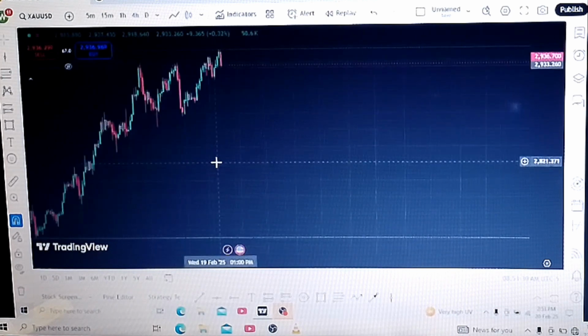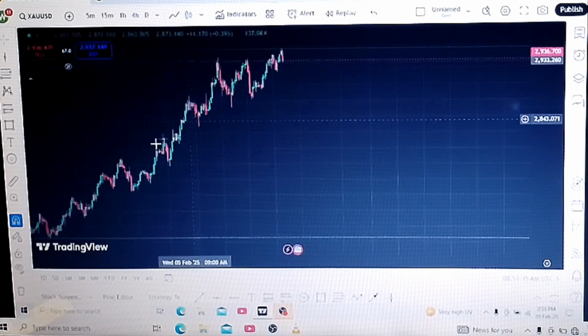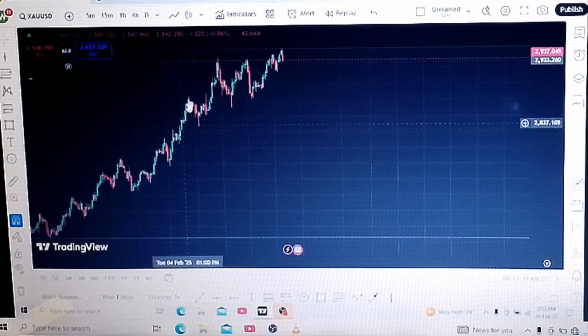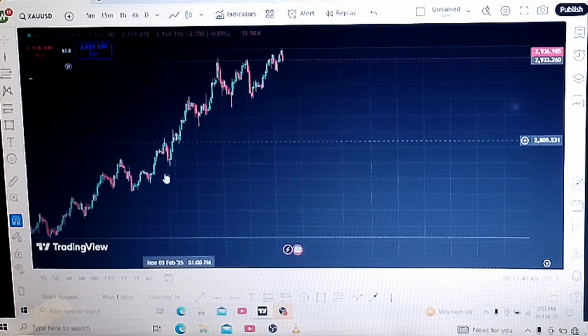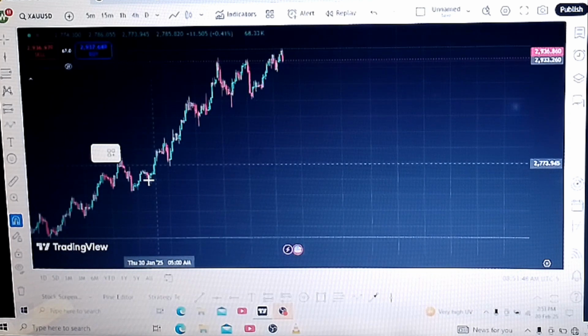Let us assume it's an uptrend already. The way you can see it, we have a series of higher high, higher low, higher high, higher low, just like that. You understand? Let me just draw it so that I don't bore you.